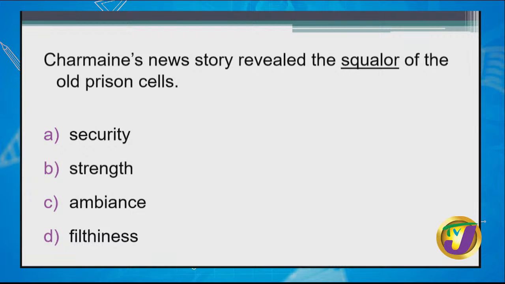remember we talked about connotation and denotation. So when you talk about ambiance, you're talking about something that is good, something that is desirable. So, does ambiance fit into this sentence? And then you look at filthiness. Does that fit into this sentence? So what do you think is the meaning of squalor based on the options you have here? Which one would you choose? I hope you chose filthiness. And if you did, one more round of applause for you, one more point for you. All right, let's look at the next sentence.